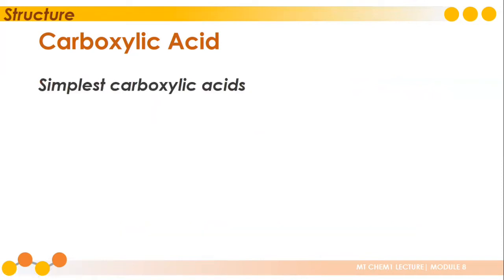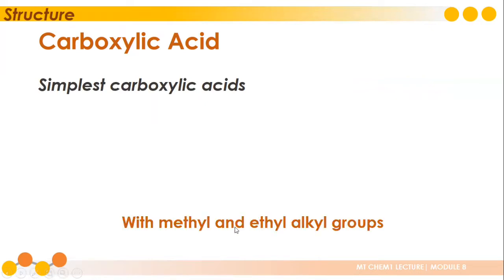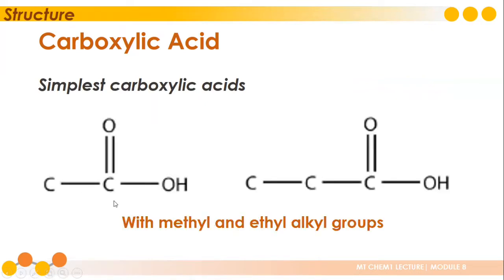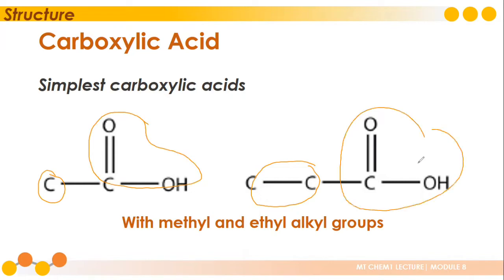Next, structures for the next two simplest carboxylic acids are those with methyl and ethyl alkyl groups. Okay, we have here our methyl group, and then we have our ethyl alkyl group, and then we have here our carboxyl functional group.